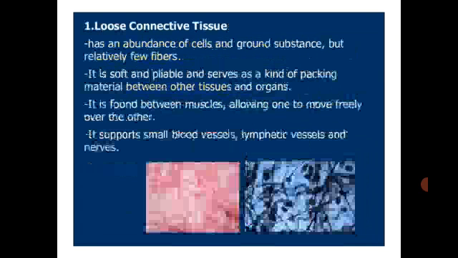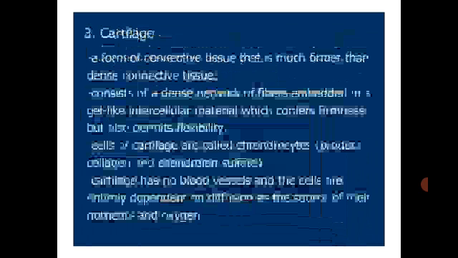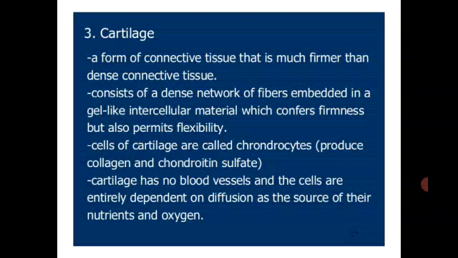It has an abundance of cells and ground substance, but relatively few fibers. Adipose tissue is also an example of connective tissue, and it is an example of loose connective tissue. Dense connective tissue has a great proportion of fibers, fewer cells, and less ground substance than loose connective tissue. Cartilage is a form of connective tissue that is much firmer than dense connective tissue, and this cartilage is present in the nose and ear, and it entirely depends on diffusion as the source of its nutrients and oxygen. Cells of cartilage are called chondrocytes that produce collagen and other components.